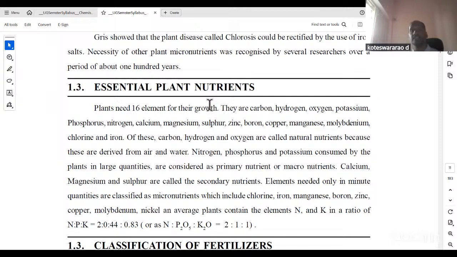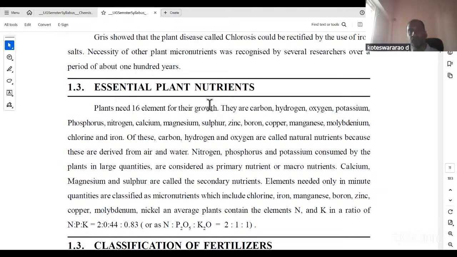These are considered primary nutrients and are also called macronutrients. What are they? Nitrogen, phosphorus, potassium. Next, calcium, magnesium, and sulfur are called secondary nutrients. Elements needed only in minute quantities are classified as micronutrients, which include chlorine, iron, manganese, boron, zinc, copper, molybdenum, and nickel.